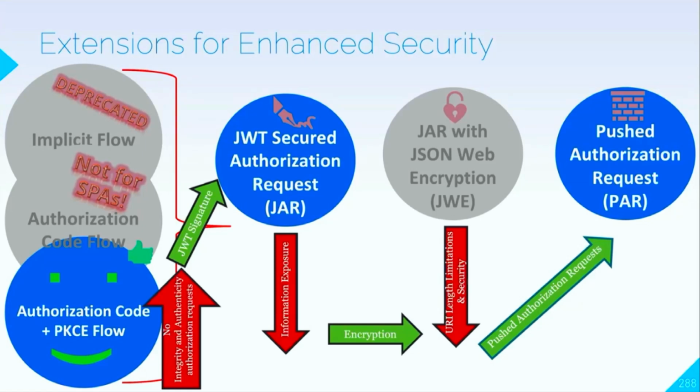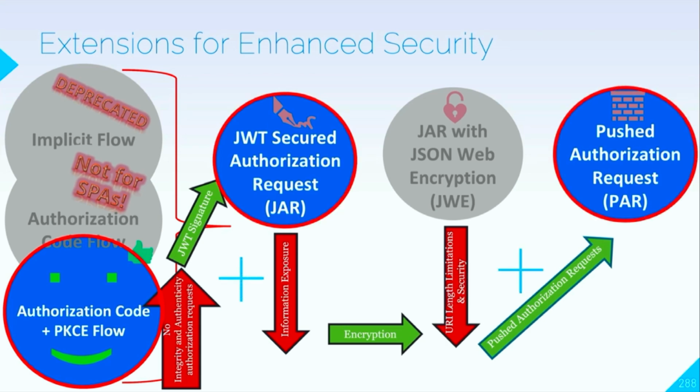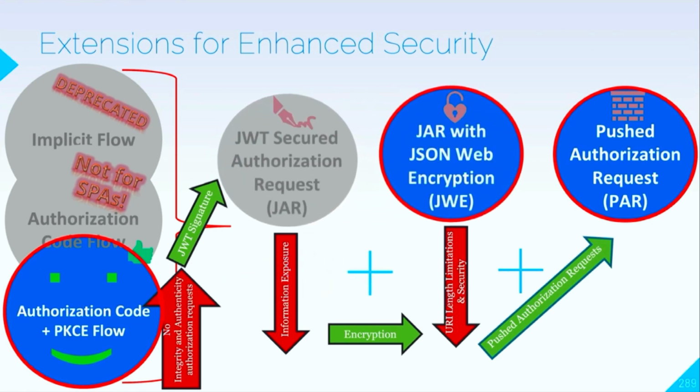Now that we have explored various OAuth 2 extension flows for securing authorization request parameters, we also have the option to combine these extensions for even stronger security. For example, we can use the PKCE flow with JAR combined with PAR to ensure integrity, authenticity, and non-repudiation, along with all benefits of PAR that we discussed in the last lesson. Alternatively, we can combine JAR with JWE and PAR to add an additional layer of confidentiality.